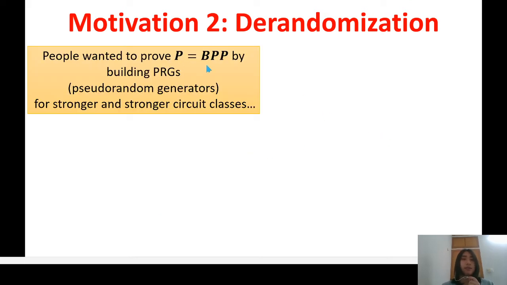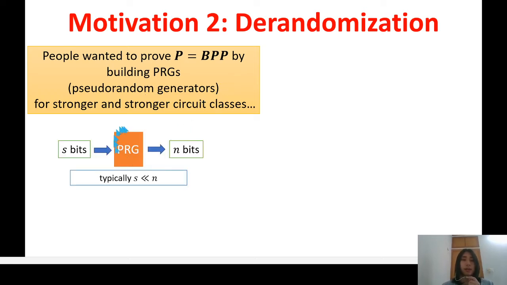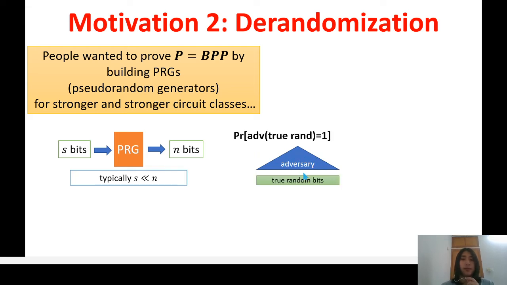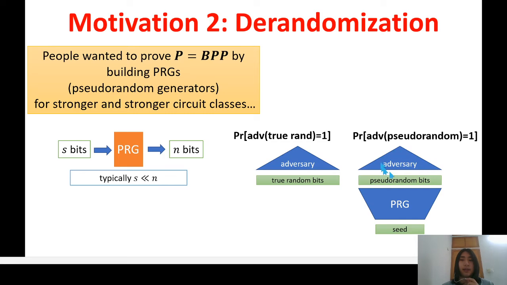So people wanted to prove P equal to BPP by building pseudorandom generators, or PRGs. A PRG is just a deterministic algorithm that stretches some short random bits to some long pseudorandom bits. Suppose we have some adversary circuit. We say this PRG fools this adversary if the following is true. First, we compute the probability that the adversary accepts true random inputs, and then we compute the probability that the adversary accepts pseudo-random inputs, which is induced by a true random seed and this PRG. If these two probabilities are close to each other, then we say that this PRG fools the adversary.